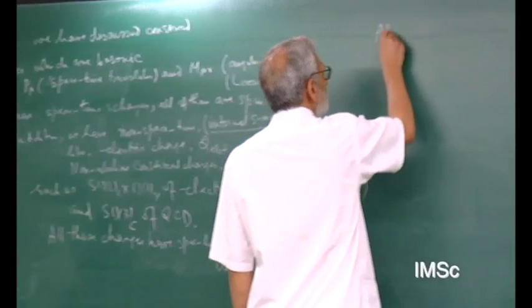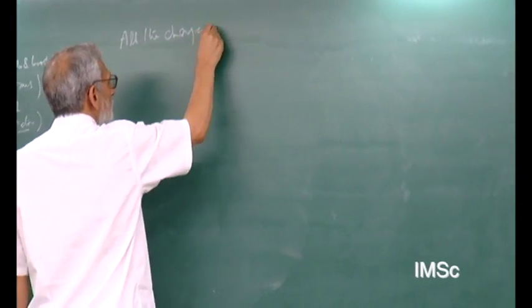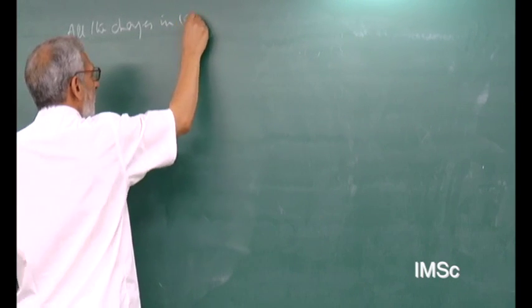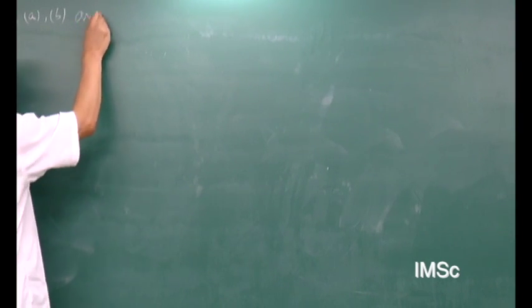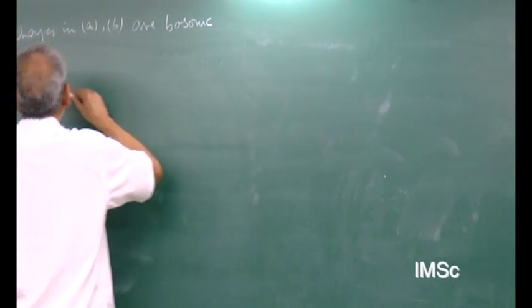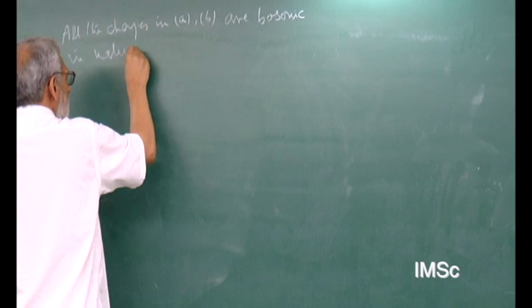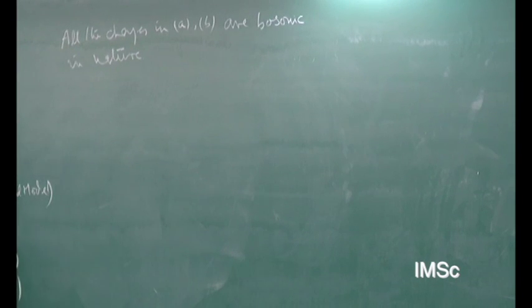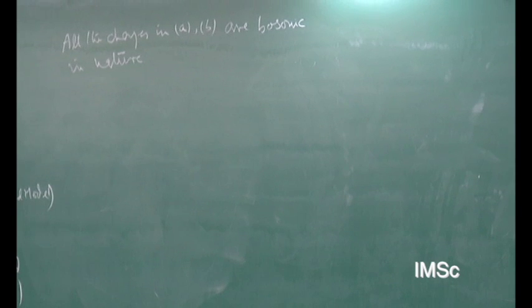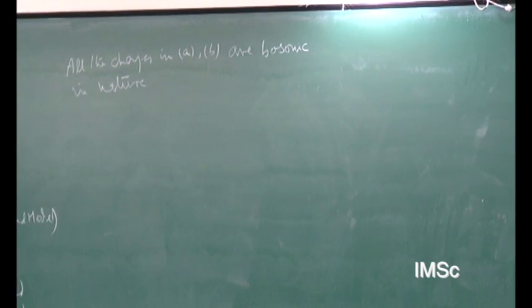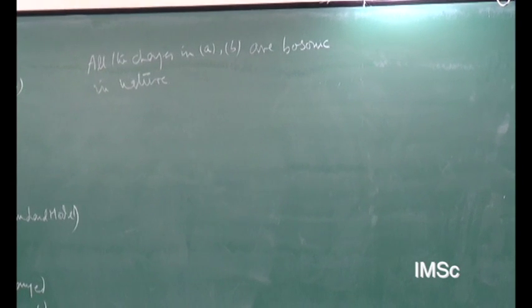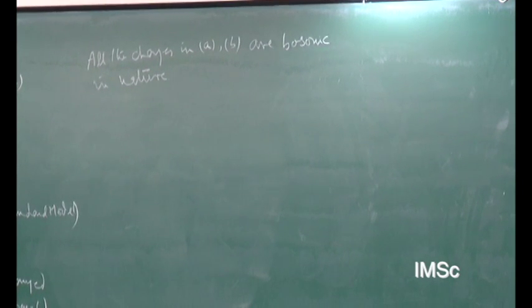Now all the charges in A and B in this case are bosonic. That means the parameters associated, the transformation parameters associated with them, are commuting. Generators have an algebra which has commutators, not anti-commutators. And the transformation parameters are made up from commuting variables.